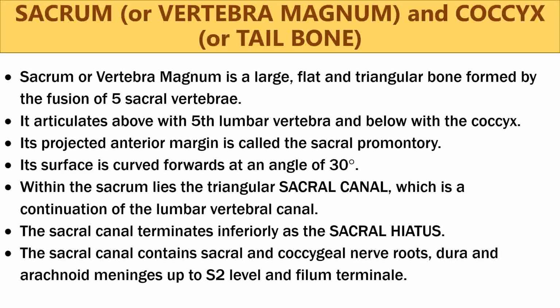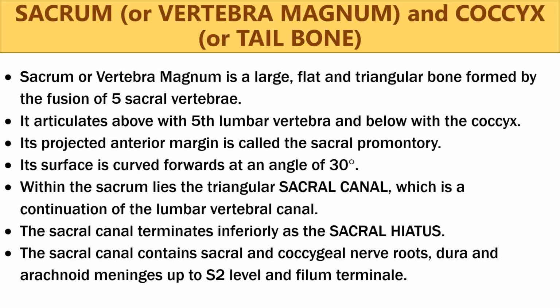Within the sacrum lies the triangular sacral canal, which is a continuation of the lumbar vertebral canal. The sacral canal terminates inferiorly as the sacral hiatus. The sacral canal contains sacral and coccygeal nerve roots, dura and arachnoid meninges up to S2 level, and filum terminale. The spinal epidural space extends to the sacral hiatus.